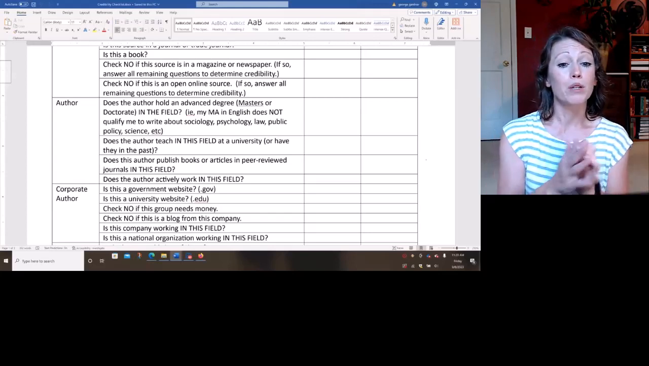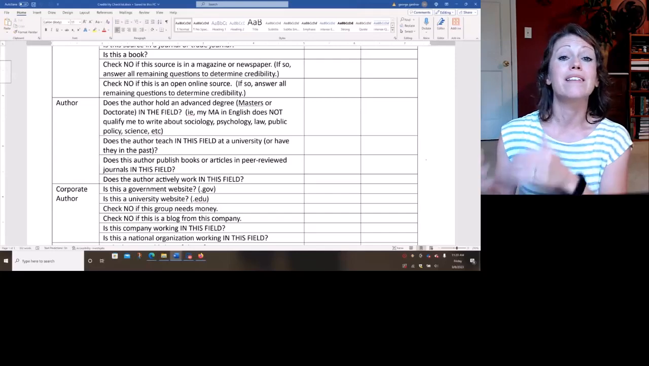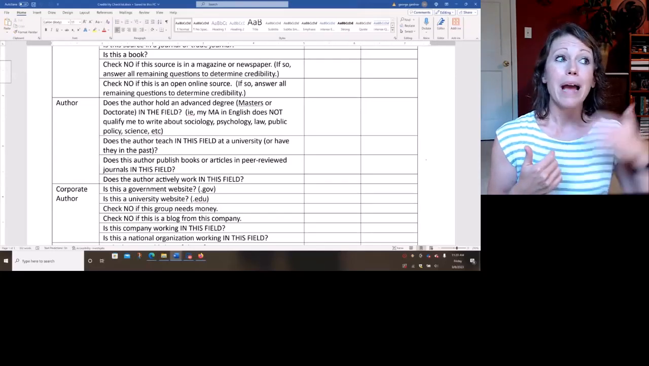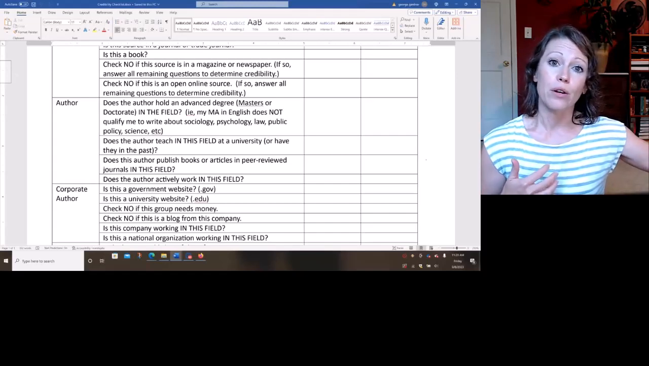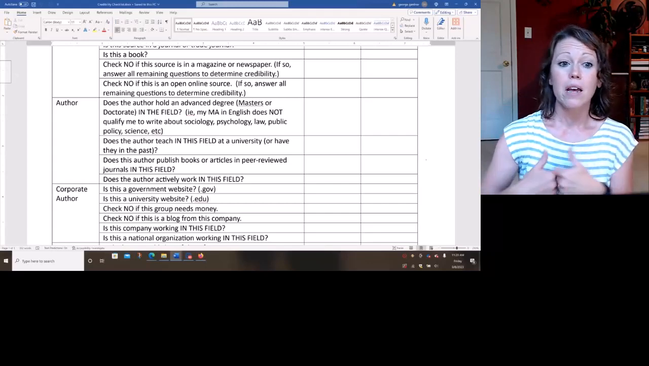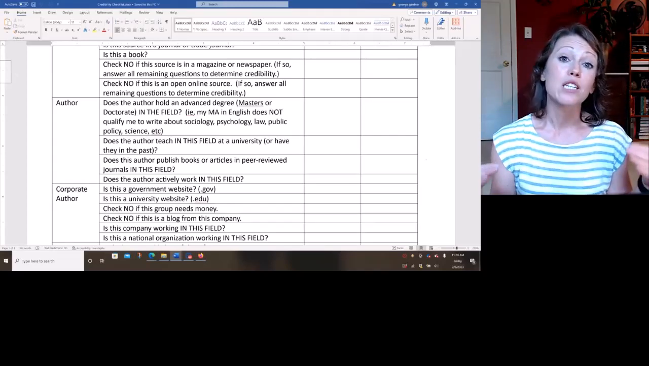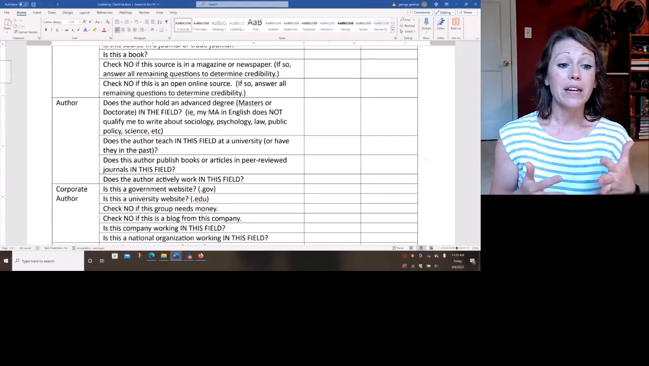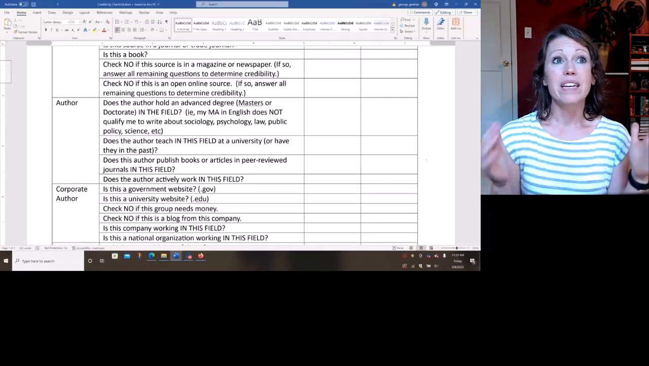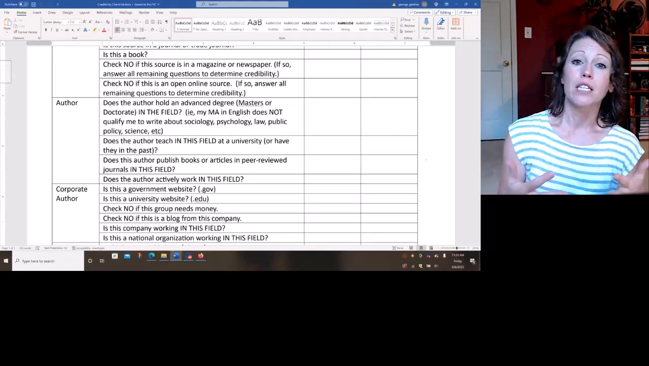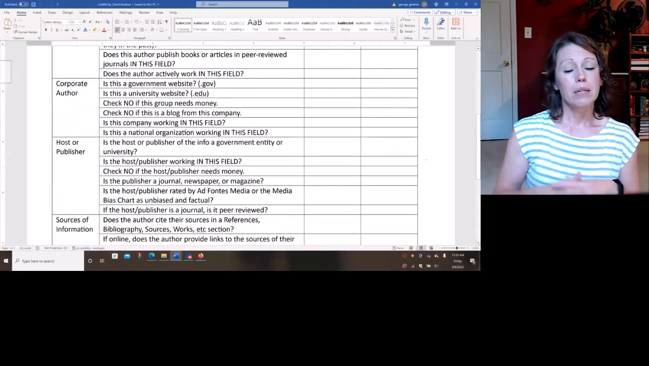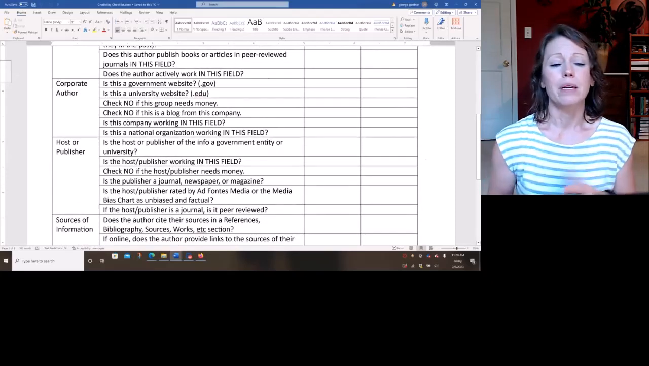Does the author publish books or articles in peer-reviewed journals in this field? So you're looking at what else has this author produced. Have the other things that this author has produced been well received? Have they been published in other locations? Is this person generally considered an expert in this field? And then finally for author, does the author actively work in this field? This is somebody who is a subject matter expert based on their work experience. We see that often with doctors who are writing about things.